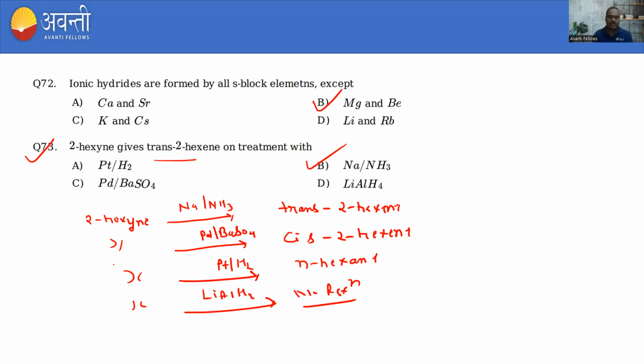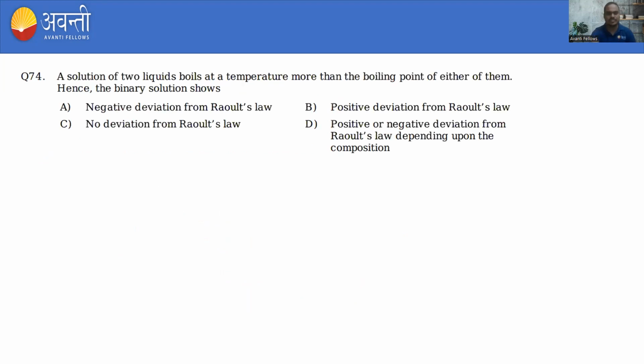But additionally, here is the information you will get: whenever it is treated with Pd/BaSO4, you will get cis-2-hexene. Whenever it is treated with Pt/H2, you will get n-hexane. And with LiAlH4, they do not give any reaction. So this is a very, very important question to learn many things from.